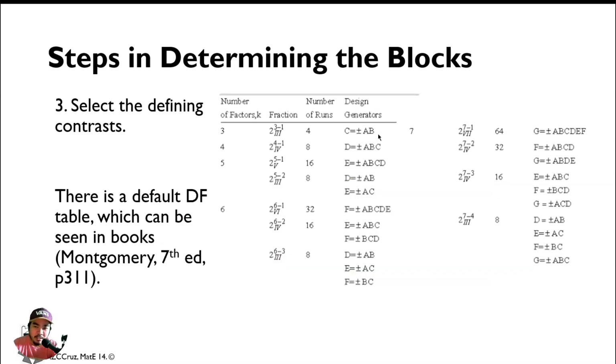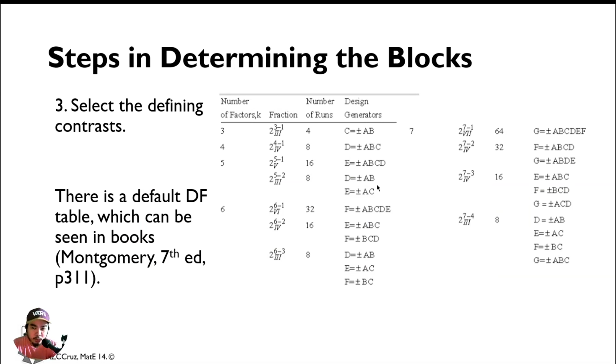Pero essentially parang sinasabi niya is kunwari itong design, itong 2 to the 3 minus 1. Para makuha mo yung block 1, kailangan iset mo si C equal to plus AB. So that is block 1. Lahat ng conditions or treatment combinations where C is positive AB, yun yung block 1 natin. Tapos doon sa kabilang block naman, that is the case wherein C is equal to minus AB naman. Okay? So ganun siya binablock, no?